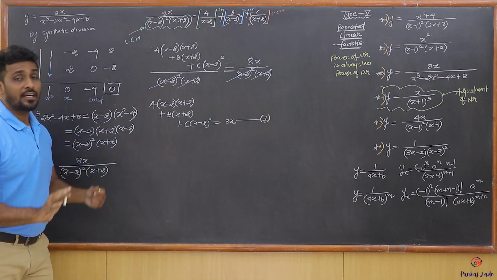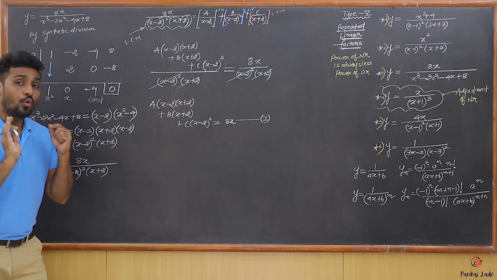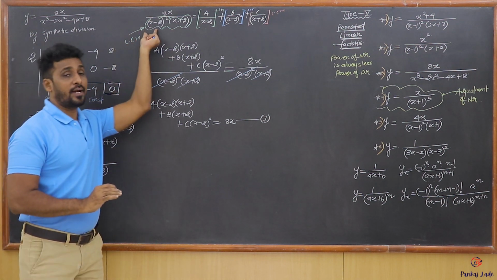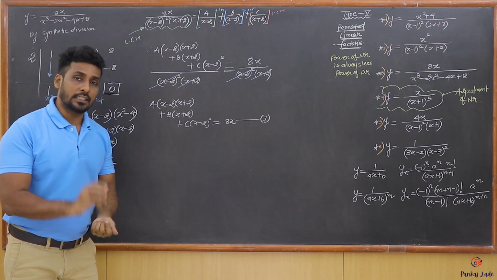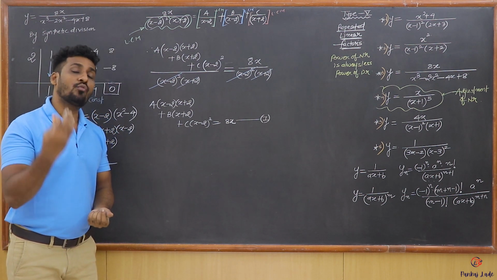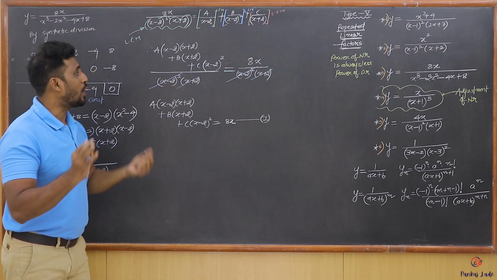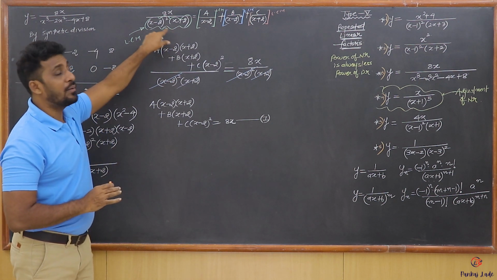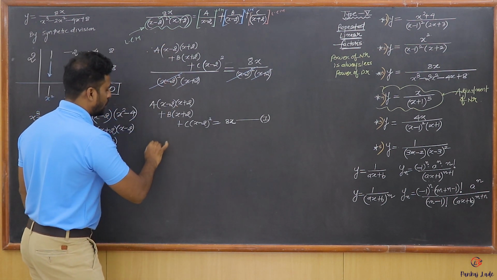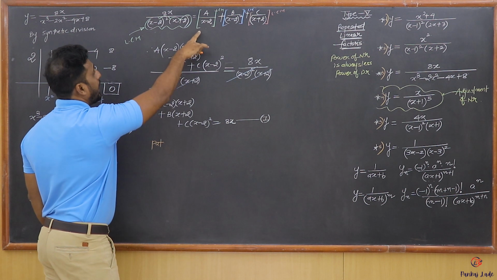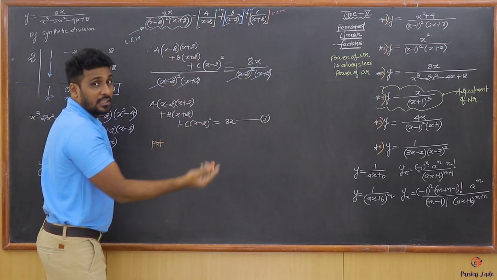Now, students, how many factors are present? Remember, there are only 2 factors present. One of them is x minus 2. The second one is x plus 2. So let's utilize these 2 factors. Let's get the 2 constants first of all, and then later on we will worry about the third constant. So at this moment, whatever factors are available with me, I'm going to make use of those factors first. So my first factor is x minus 2.